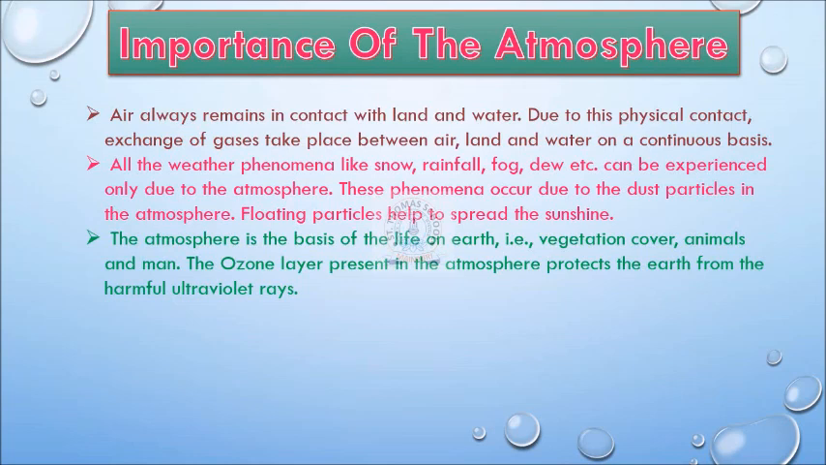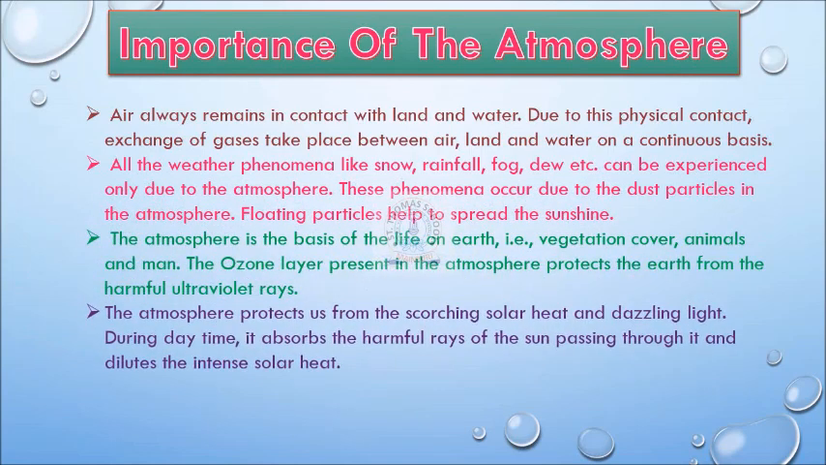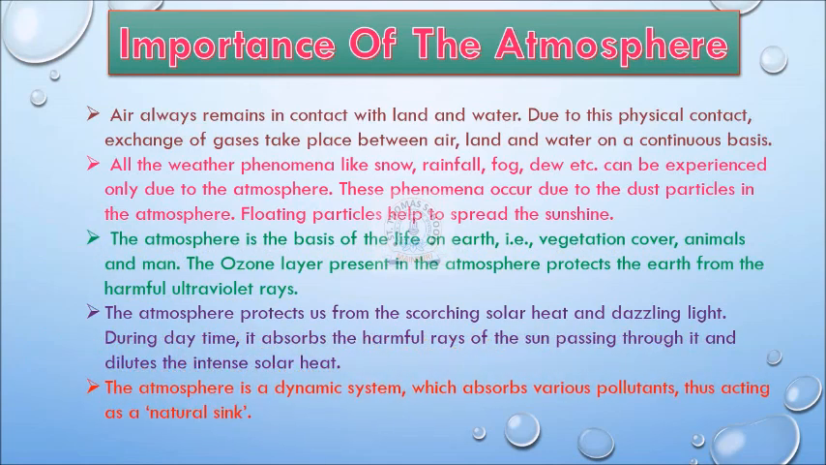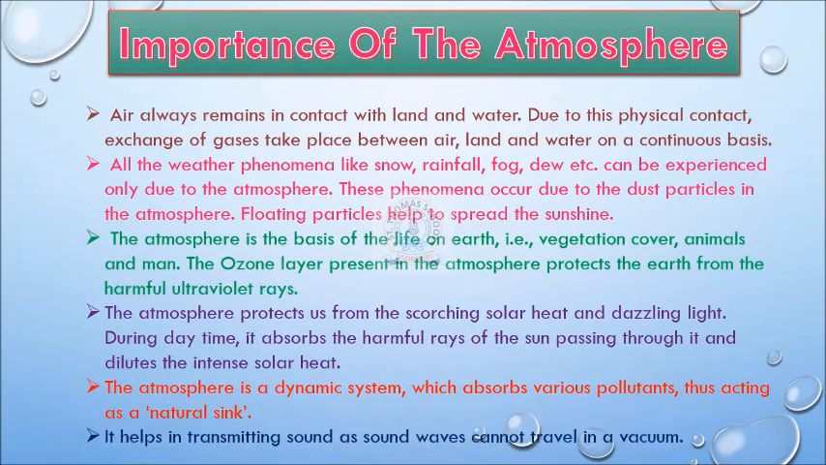The ozone layer present in the atmosphere protects the Earth from the harmful ultraviolet rays. The atmosphere protects us from the scorching solar heat and dazzling light. During the daytime, it absorbs the harmful rays of the sun passing through it and dilutes the intense solar heat. The atmosphere is a dynamic system which absorbs various pollutants, thus acting as a natural sink. It helps in transmitting sound, as sound waves cannot travel in a vacuum.